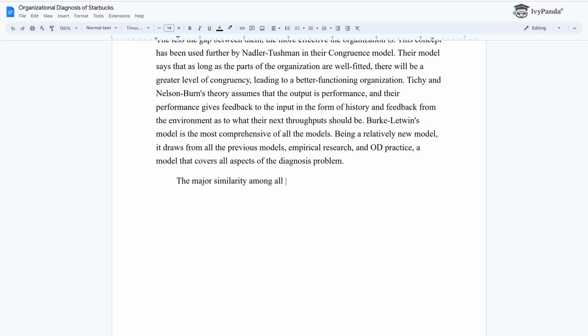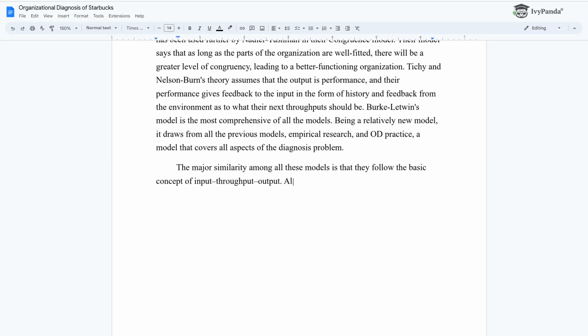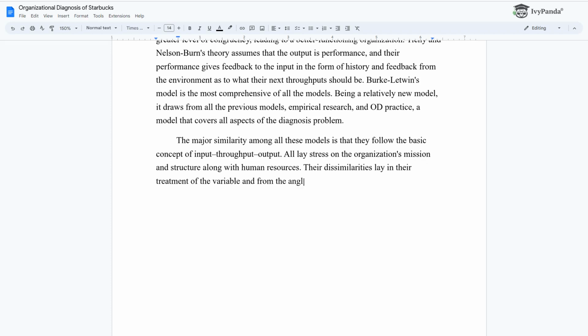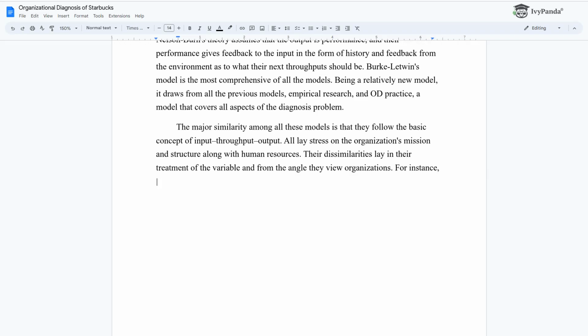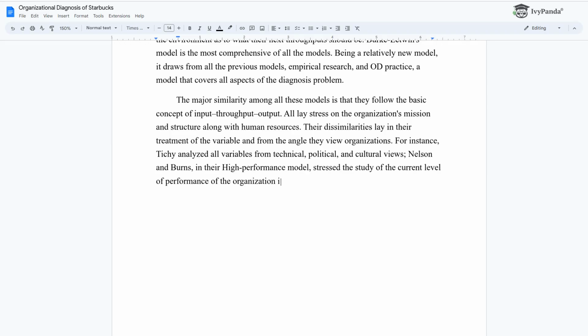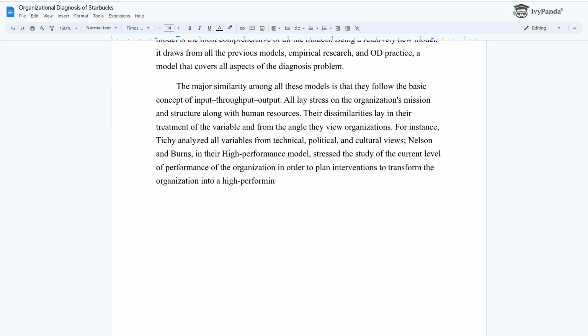The major similarity among all these models is that they follow the basic concept of input, throughput, output. All lay stress on the organization's mission and structure along with human resources. Their dissimilarities lay in their treatment of the variable and from the angle they view organizations. For instance, Tichy analyzed all variables from technical, political, and cultural views. Nelson and Burns, in their high-performance model, stressed the study of the current level of performance of the organization in order to plan interventions to transform the organization into a high-performing system.